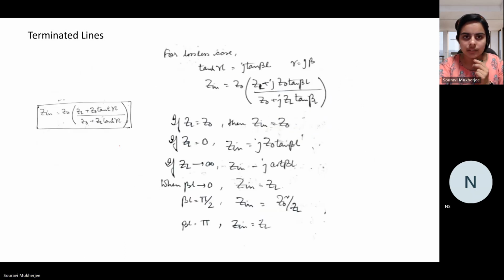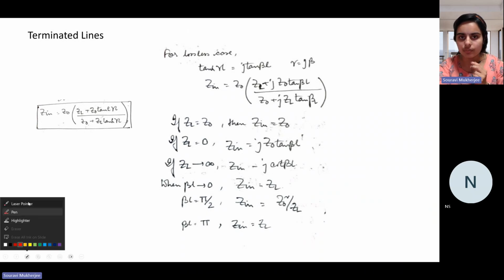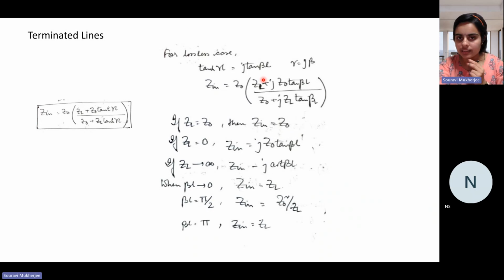Okay. So now for the lossless case, you can look at the different cases that can arise depending on the values of beta, ZL, Z naught and all that. So this is the general form. Now, if it's a lossless case, then your gamma is equal to j beta, right? You don't have alpha there. So if you replace that, you get something like this. Now look at the different cases.